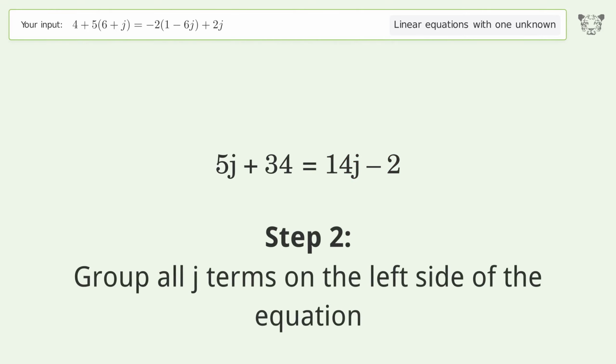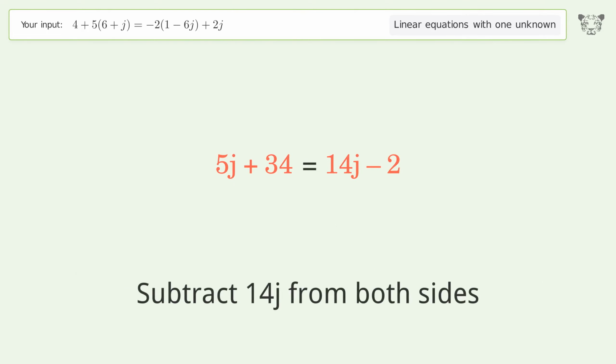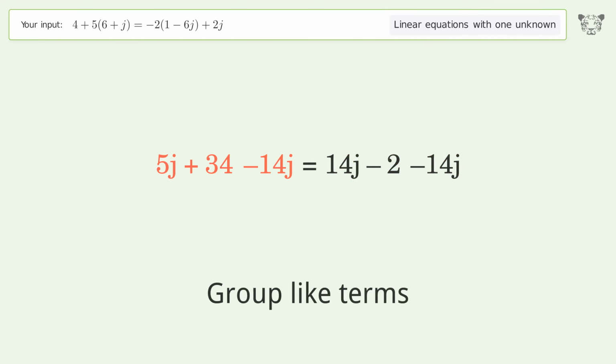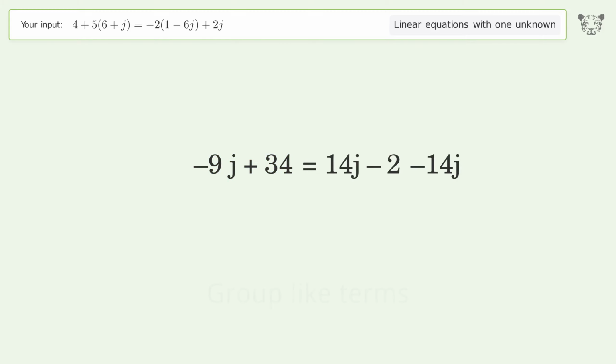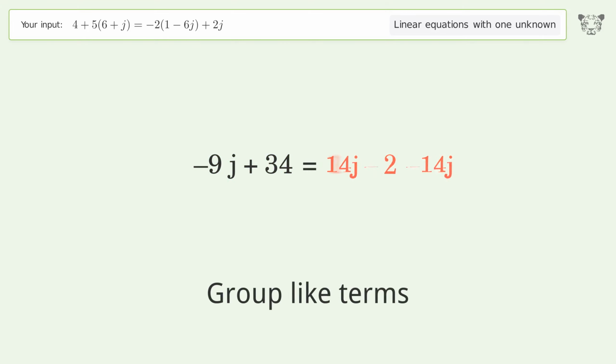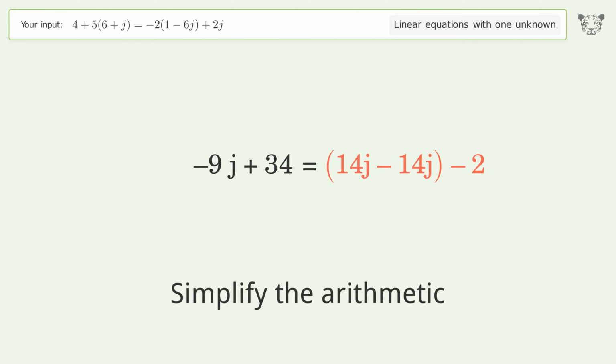Group all j terms on the left side of the equation. Subtract 14j from both sides. Group like terms. Simplify the arithmetic. Group like terms. Simplify the arithmetic.